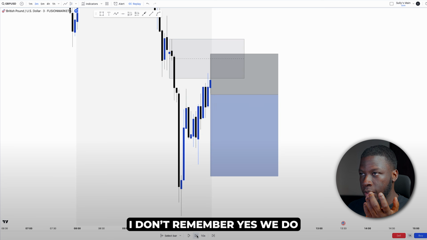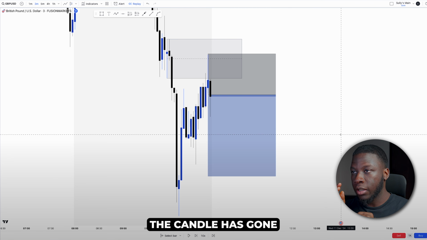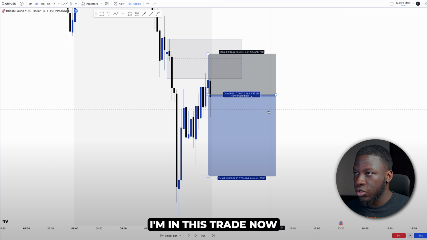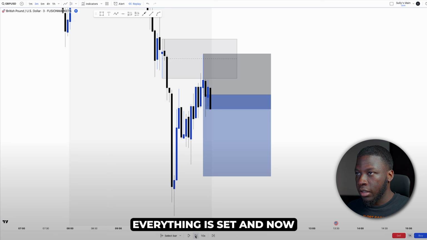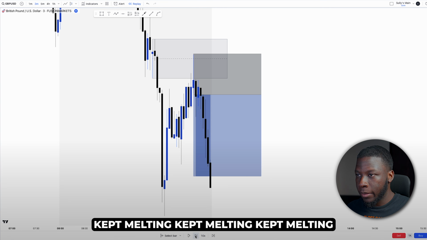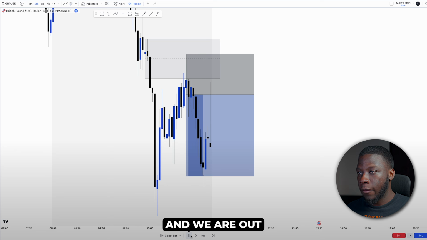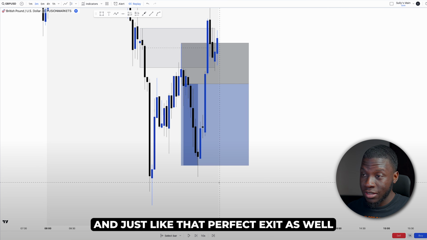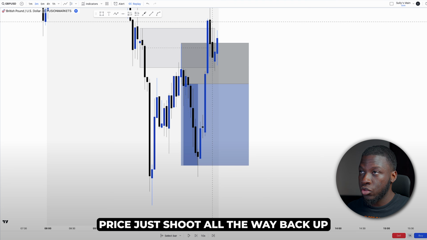So right here is where I'm leaving, give or take. Do we get the entry here? I don't remember. Yes, we do. So now the candle has gone past the previous candle. I'm in this trade now. Everything is set. And now boom, boom, boom, boom. Price just kept melting, kept melting, and we are out. And just like that, perfect exit as well, because eventually price just shoots all the way back up.